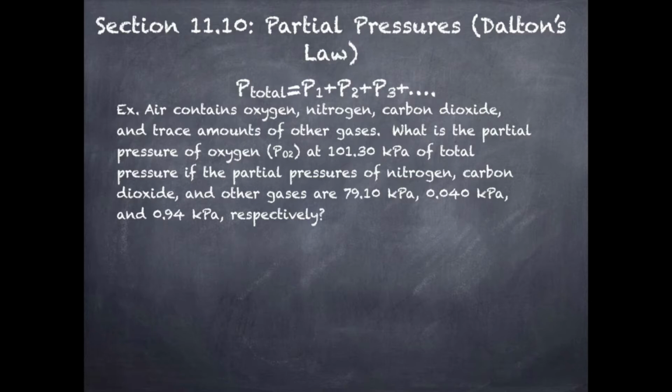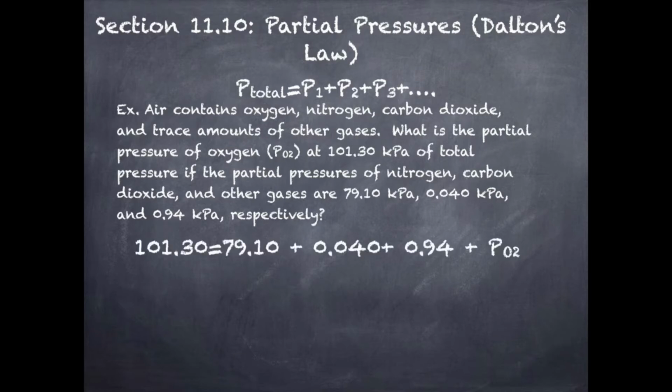Well, I know my total pressure is 101.30, and I know the partial pressure of all the other gases except for oxygen. So I'm going to add up all of their pressures plus the partial pressure of oxygen. So all I have to do to figure out the partial pressure of oxygen is take the total pressure and subtract from it the partial pressure of each of the other gases. And that gives me a partial pressure of 21.22 kilopascals.